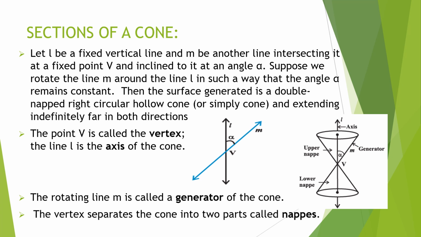In the second diagram you can see that if M is rotated around L, a double-napped cone type of structure is obtained. The point V is called the vertex, the line L is called the axis of the cone, and the rotating line M is called the generator of the cone. The vertex separates the cone into two parts called naps.